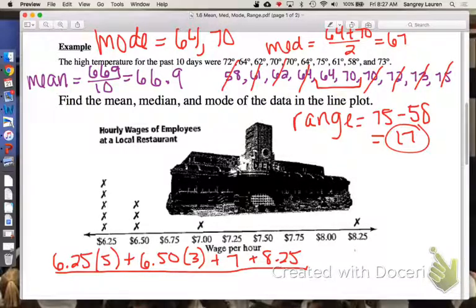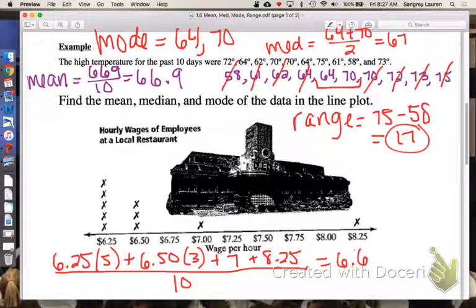And then we're going to divide by 10. There's 10 employees. And we should get 6.6. So if you have your calculator, you're going to be able to type this in just like it is. 6.25 parentheses 5 plus 6.50 parentheses 3 plus 7, etc. The calculator should do all the work for you. So that was our mean.